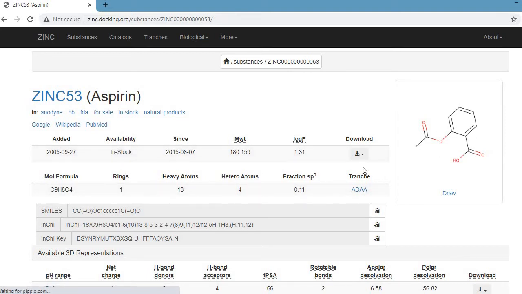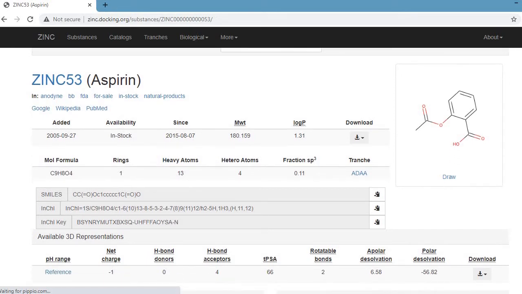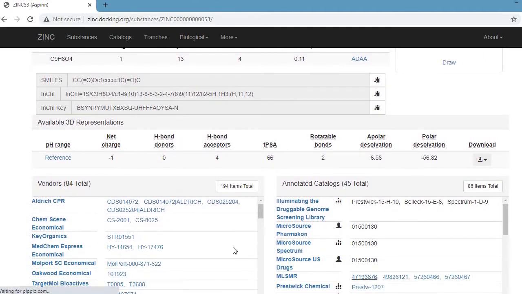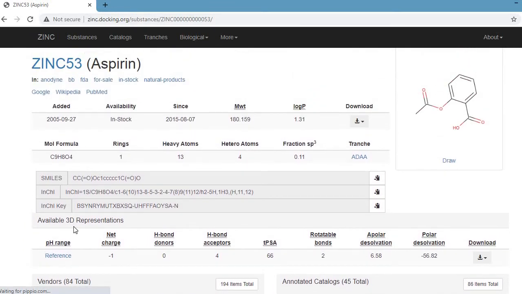It is available in stock. You can go for various information, like here the charge. The net charge is -1. Why does it get -1? Because it has an OH group, and OH can easily dissociate, so you can get a -1 charge.